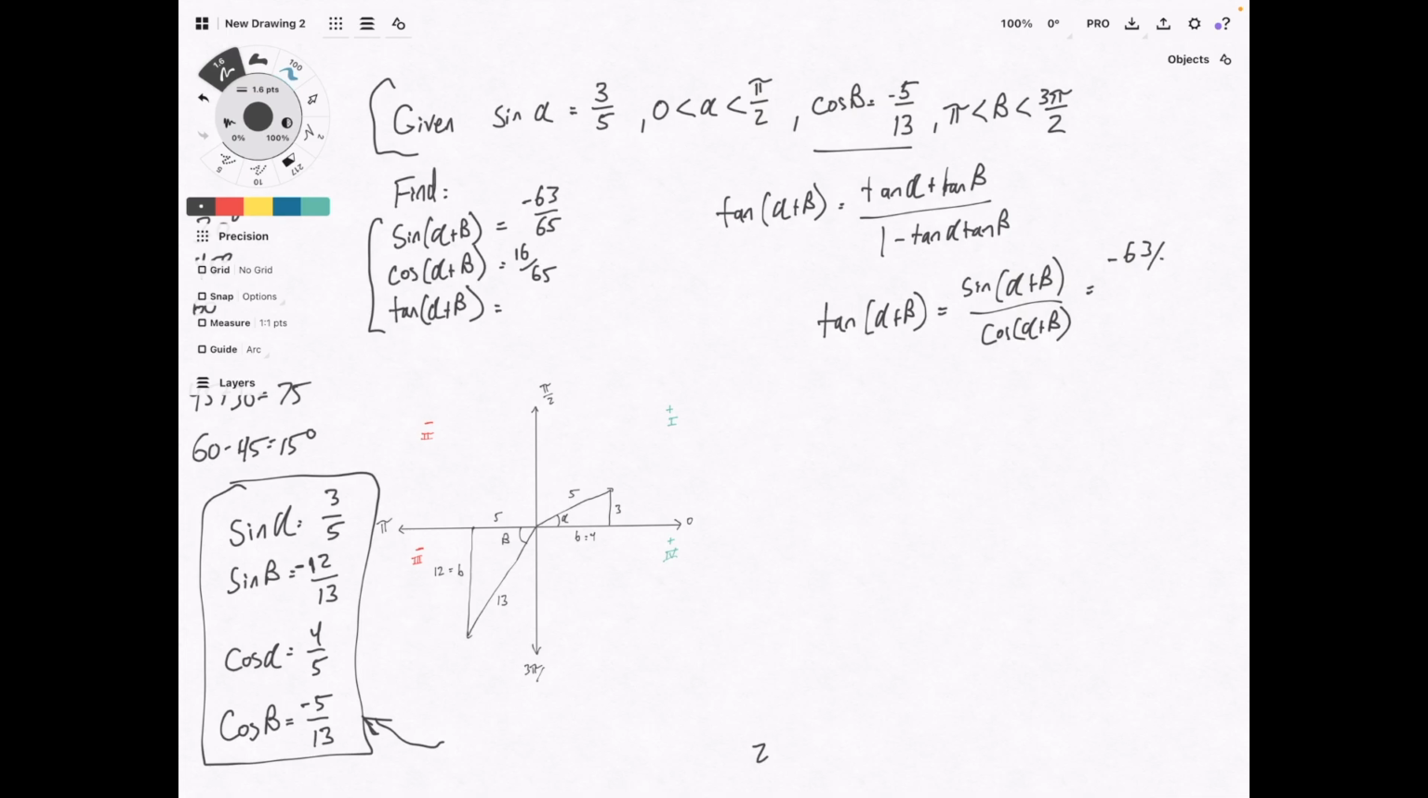Negative 63 over 65 all over 16 over 65. We flip it. These two will actually cancel out. And then we're going to have negative 63 over 16. So that is a much faster way of figuring that out. If you already know sine and cosine, you don't need to go through all of the hassle of figuring out tangent of alpha and tangent of beta and then plugging them in and going through the formula. You can just use what you know.